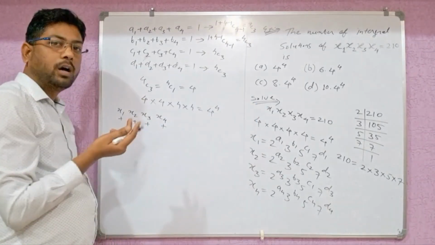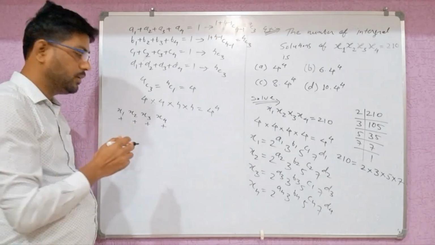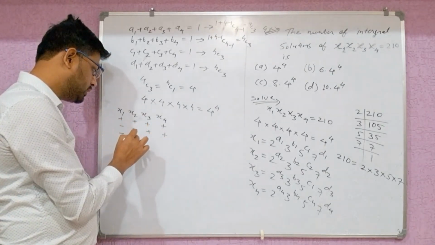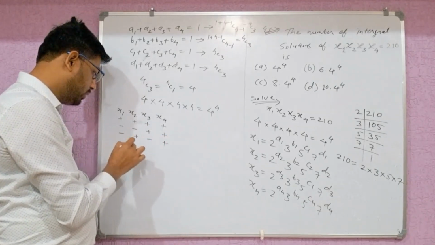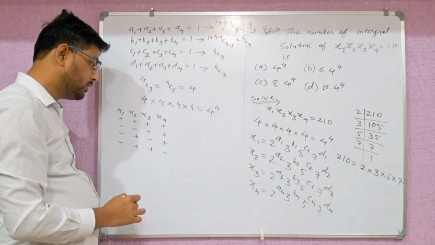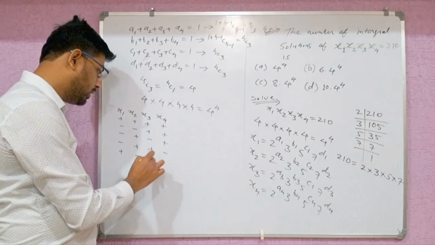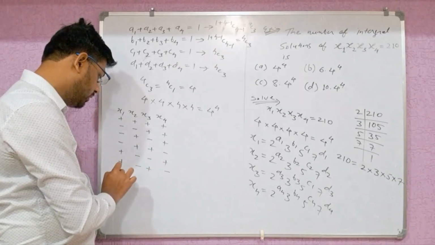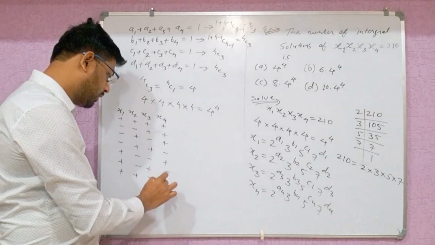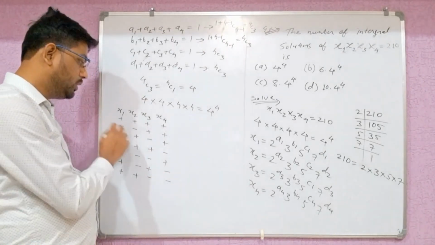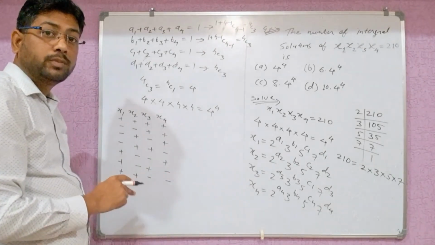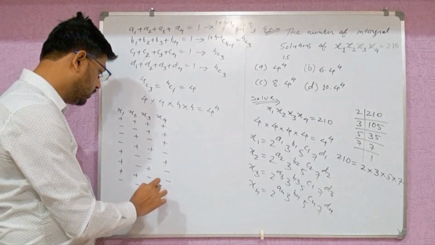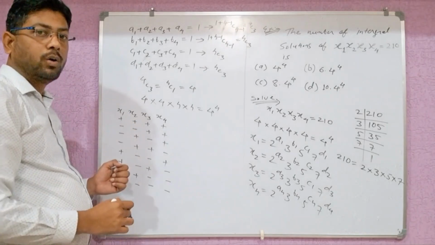Or any 2 will be negative. So first 2 I am taking negative, then first and third negative, then first and fourth negative, then second and third negative, then second and fourth negative, and then the last 2 negative. These are all possible combinations when 2 numbers are negative. Or all 4 can be negative. So these are all possible cases.